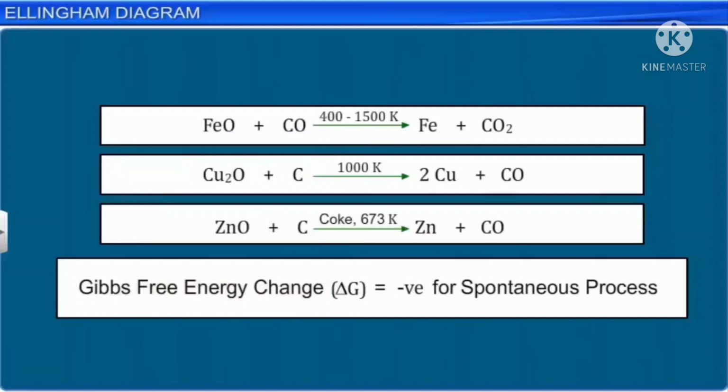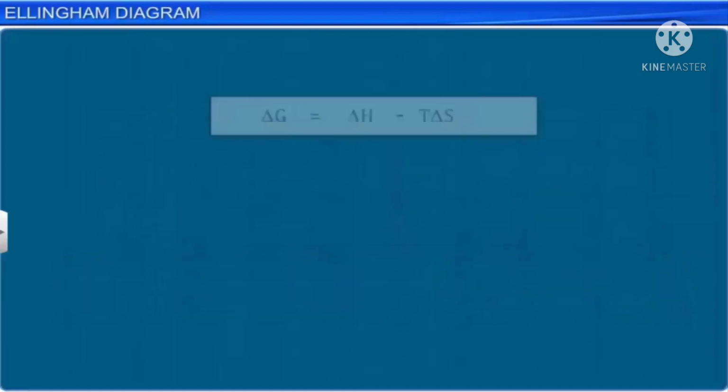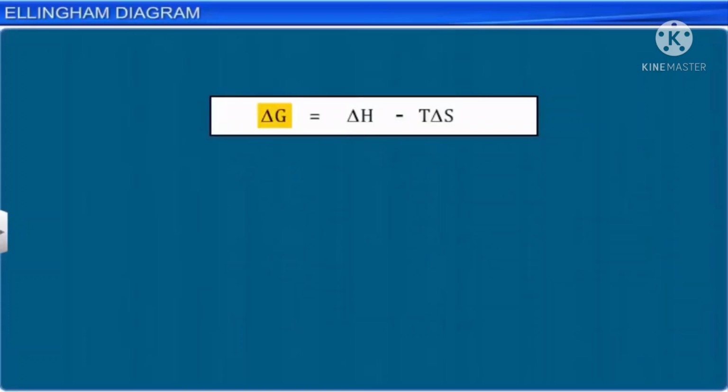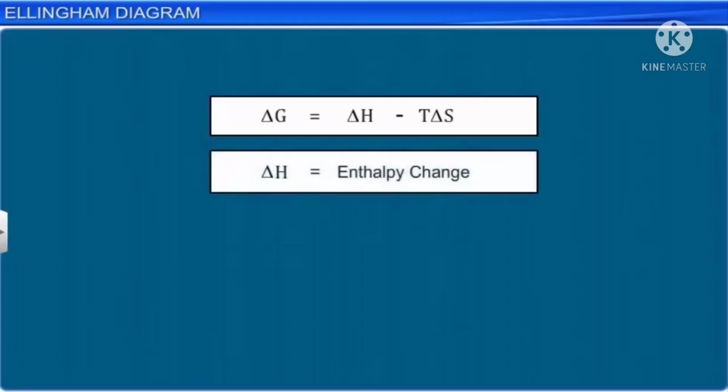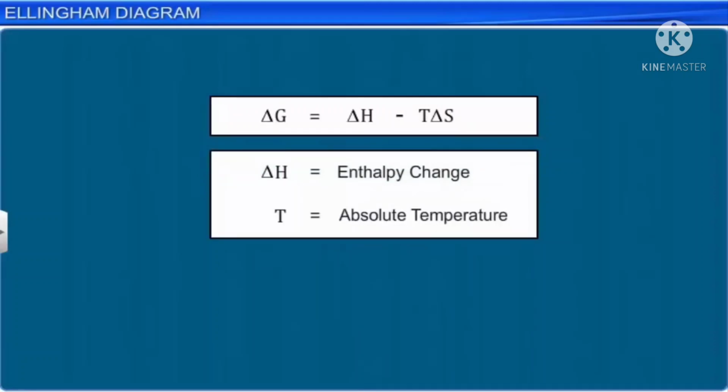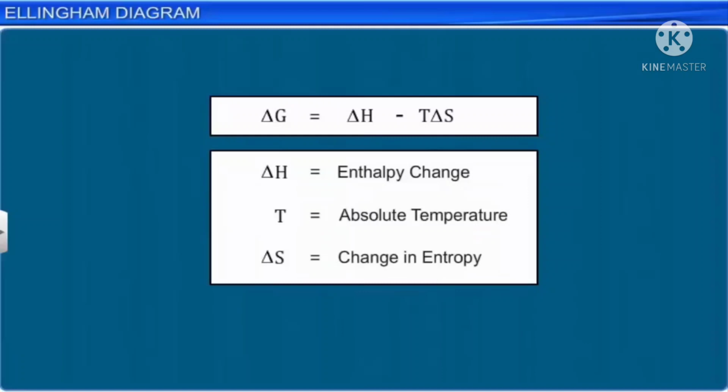You already know that for a spontaneous reaction, the change in the Gibbs energy, delta G, must be negative. Delta G for any process at a given temperature is given by the equation delta G is equal to delta H minus T delta S, where delta H is the enthalpy change, T is the absolute temperature, and delta S is the change in entropy during the reaction.